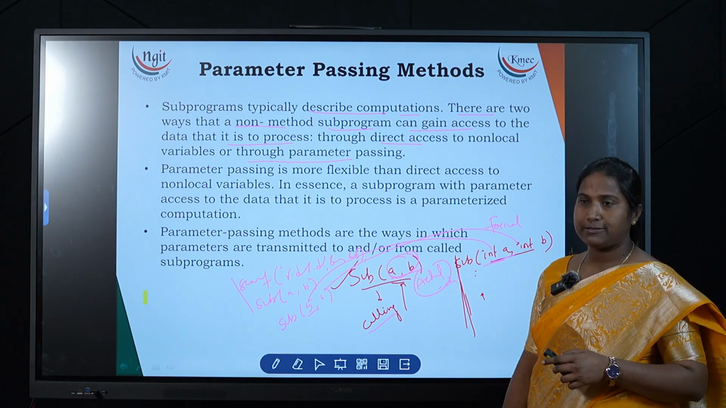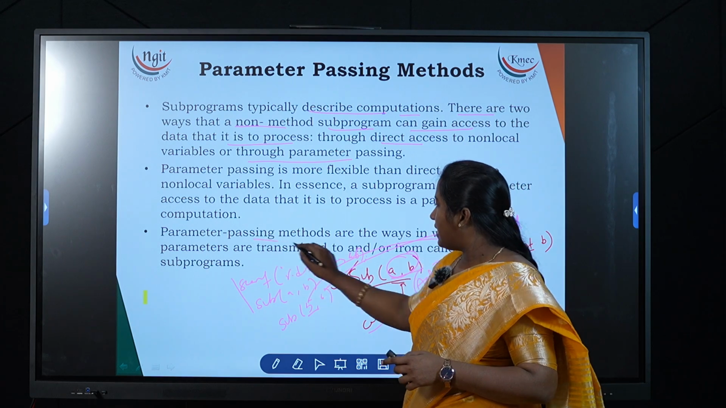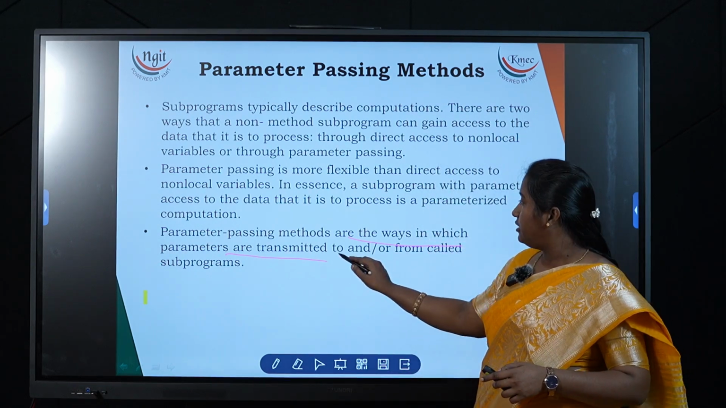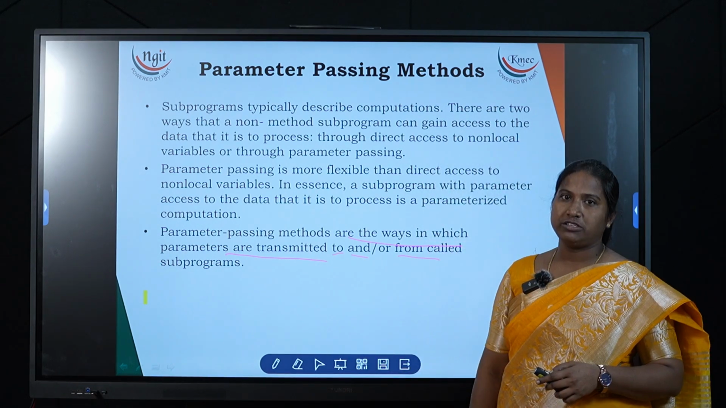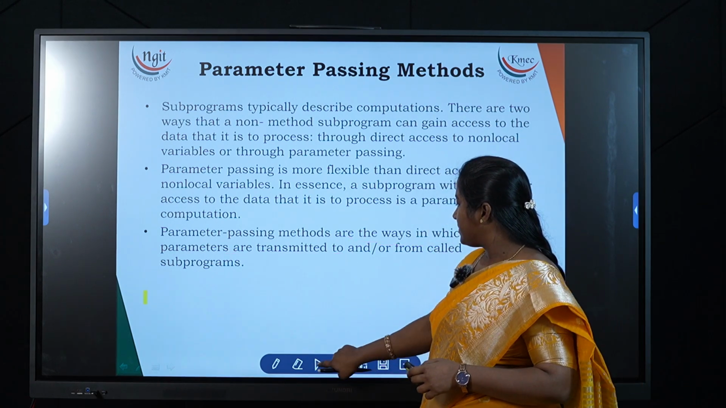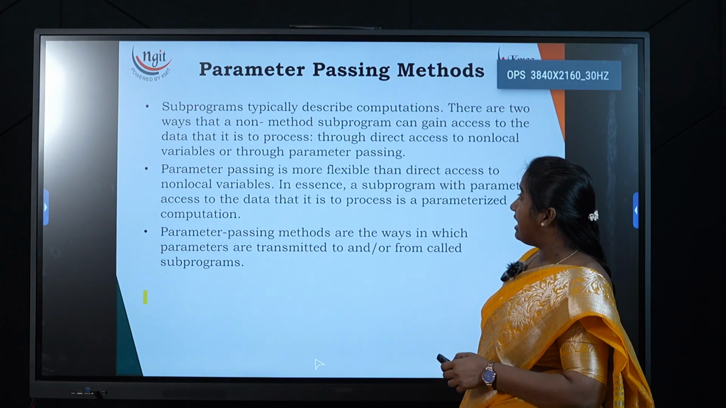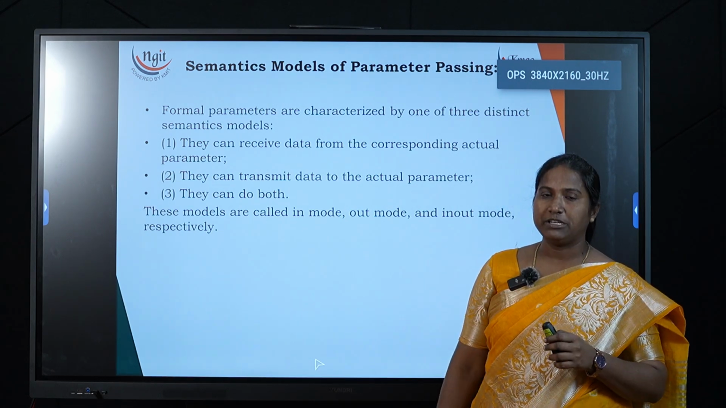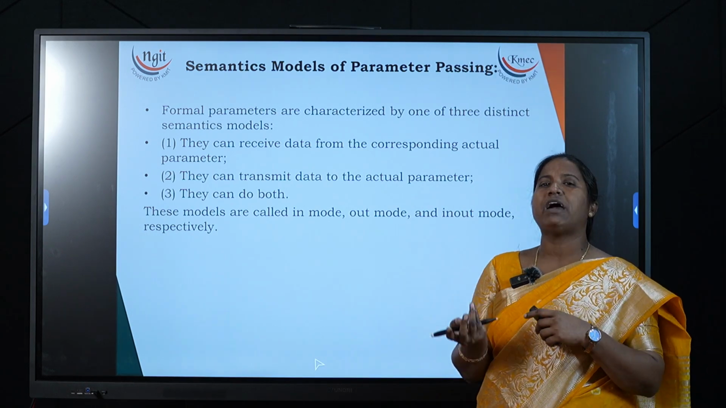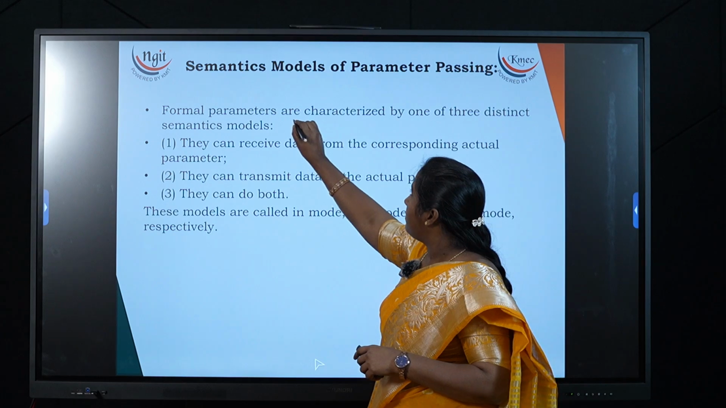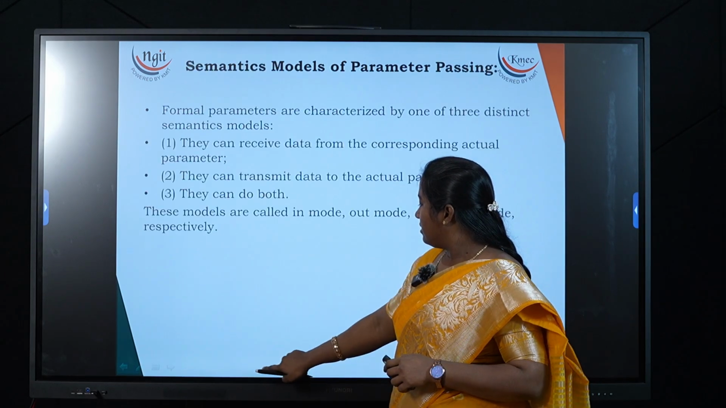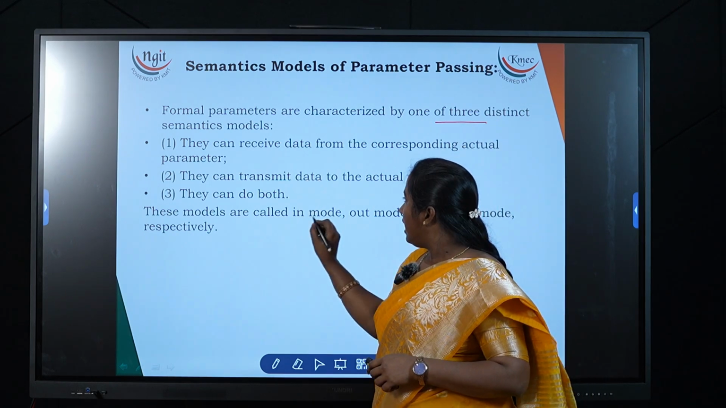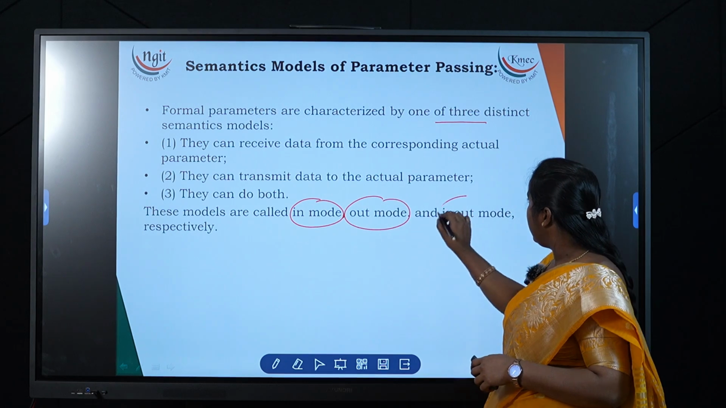Parameter passing methods are the ways in which parameters are transmitted to and from called subprograms. Now let's see the different models related to formal parameters, because our study is about formal parameters and how the values get copied. Formal parameters are characterized by three different semantic models, which are in mode, out mode, and in out mode.